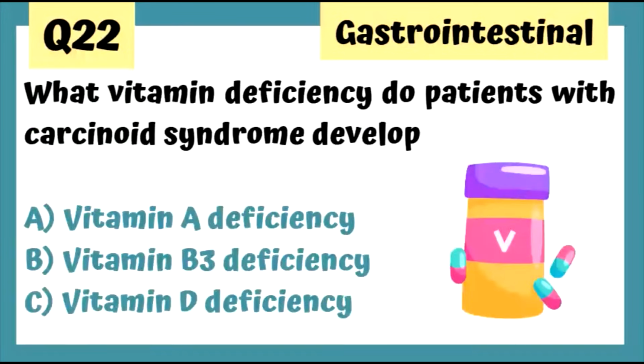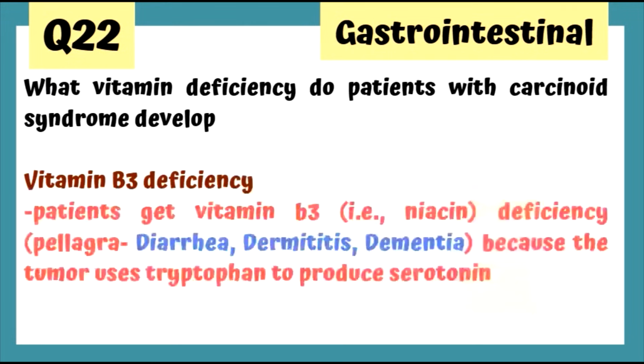Question 22. What vitamin deficiency do patients with carcinoid syndrome develop? A, B3, or D? And the answer is vitamin B3 deficiency, niacin deficiency, in patients with carcinoid syndrome. And the reason is as follows. The tryptophan is used to produce serotonin by the tumor cells. So they're using up the tryptophan. What's tryptophan used for? Tryptophan is used to make vitamin B3, niacin. So if we're using the tryptophan to make serotonin, tryptophan will be unavailable to make the niacin, the vitamin B3, and that's why patients will develop vitamin B3 deficiency, which includes the 3 Ds of pellagra: diarrhea, dermatitis, and dementia.